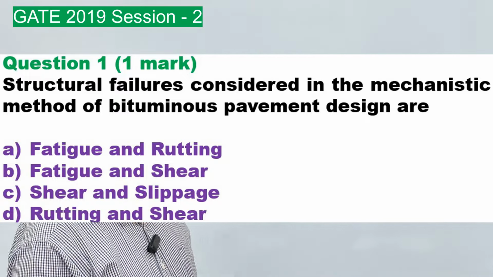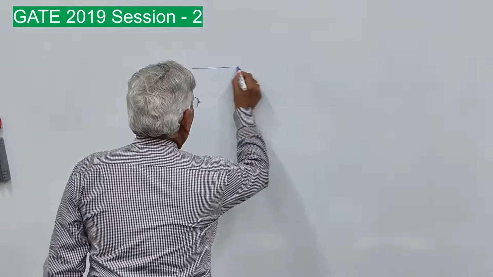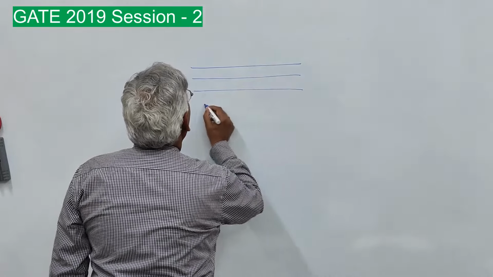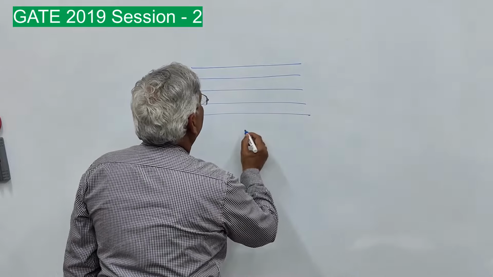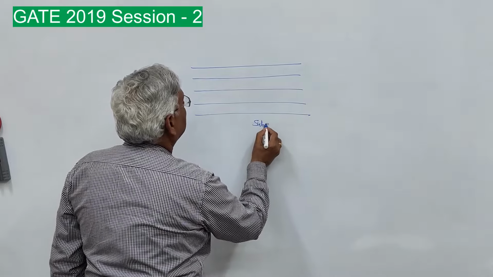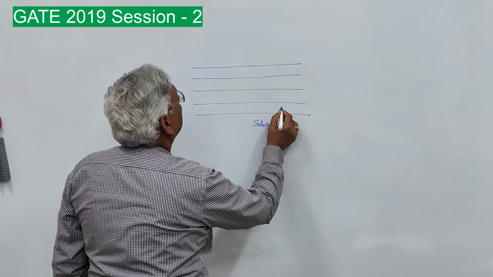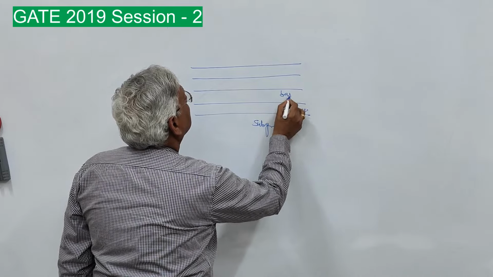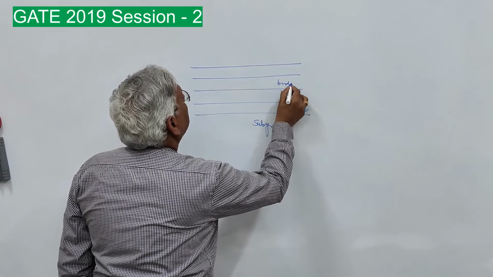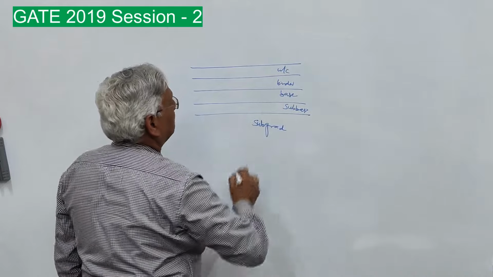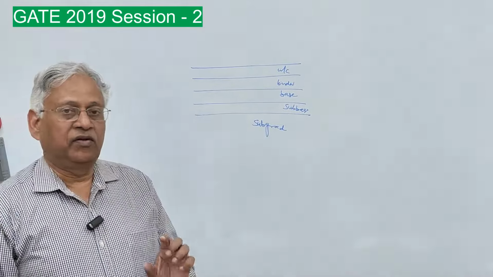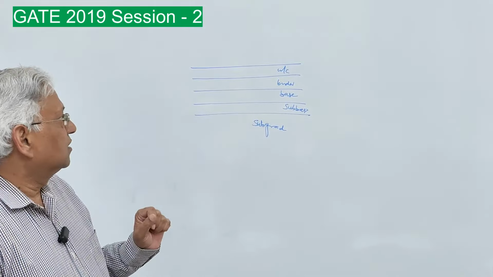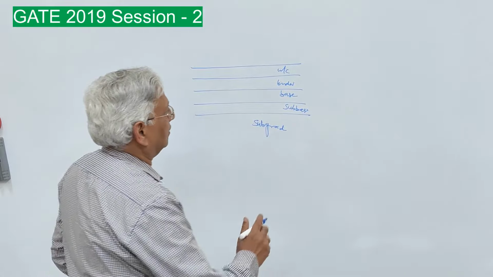Now let me just tell you what is the criteria for failure of a flexible pavement. Now, if this is the layered system, you have the bottommost layer as subgrade, and then you have subbase, base, binder course, that is bituminous binder course, and the wearing course. The criteria of failure which is suggested in IRC 37 is fatigue and rutting.